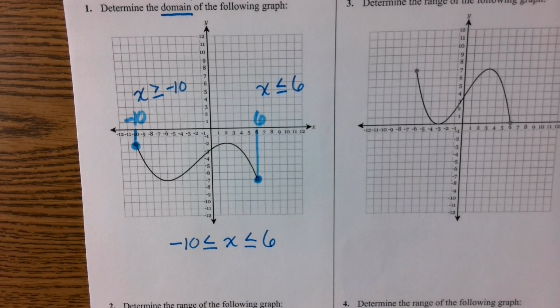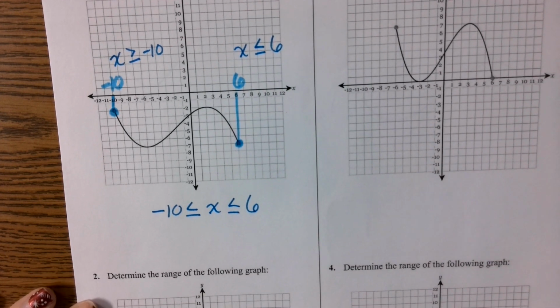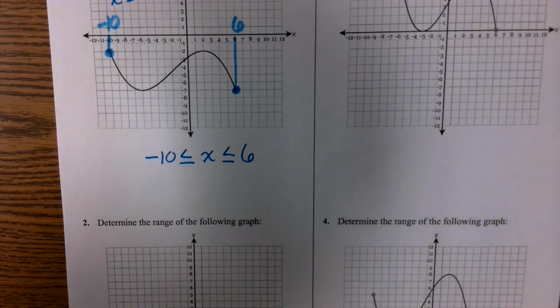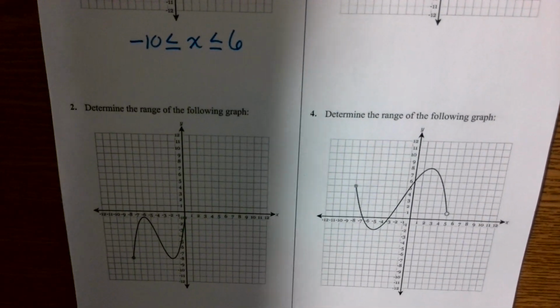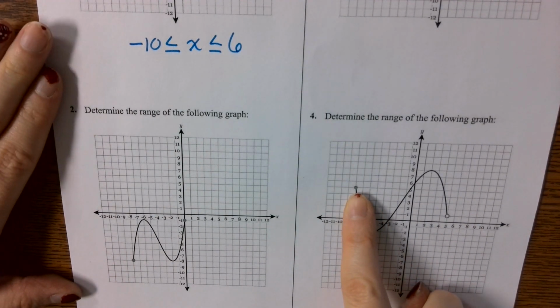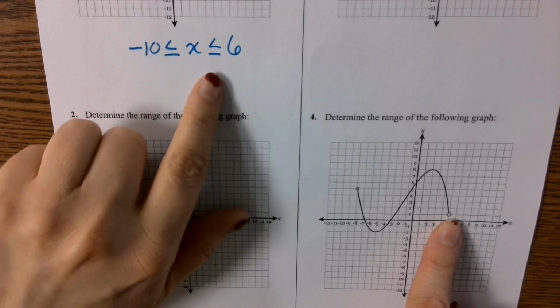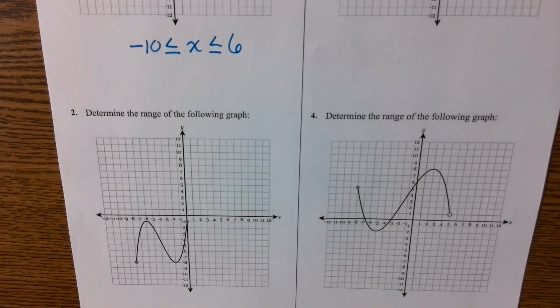Now, I would like to go ahead. I'm going to skip number 3 because I want to go to number 4, because number 4 is talking about range, but it also has, if you notice, some of the dots are filled in and some are not. If it's not filled in, then we don't put the equal to.